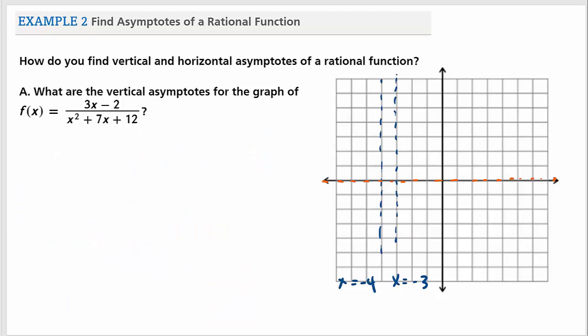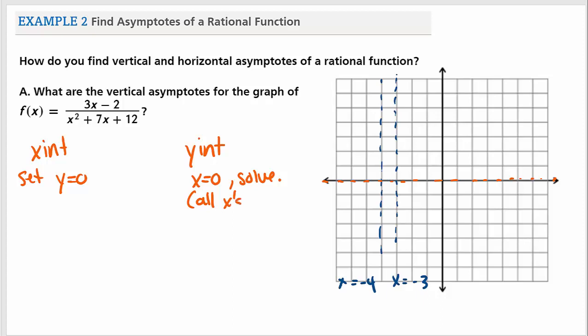Now, in order to figure out what this graph looks like, we have to identify our x and our y intercepts. So the rule is when we're finding our x-intercept, we set y is equal to 0 and solve. And when we're finding our y-intercept, we set x is equal to 0 and solve. And when we say x is equal to 0, we mean all the x's. So in the first part, we're going to set y is equal to 0. So we get 0 is equal to 3x minus 2 over x squared plus 7x plus 12.